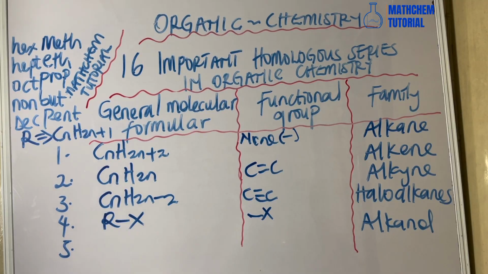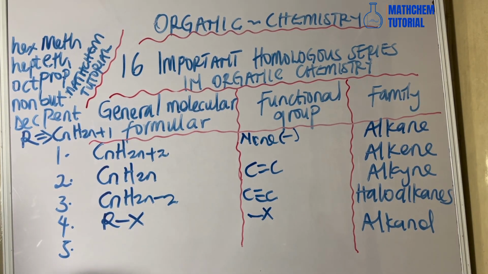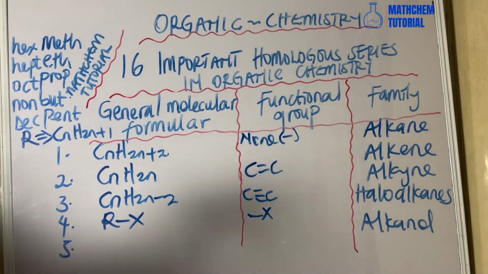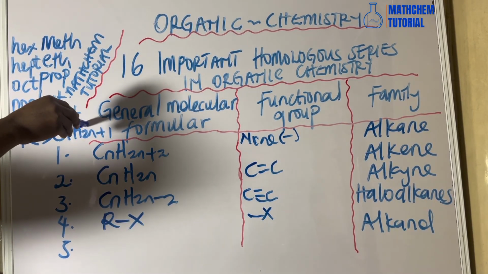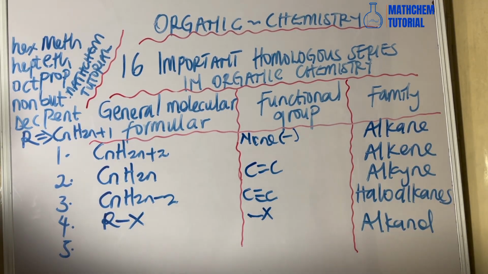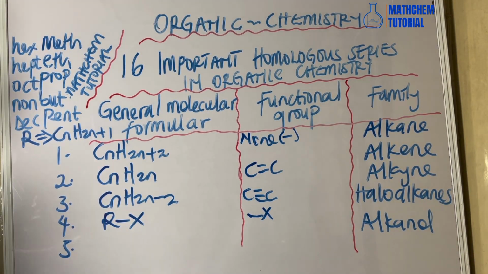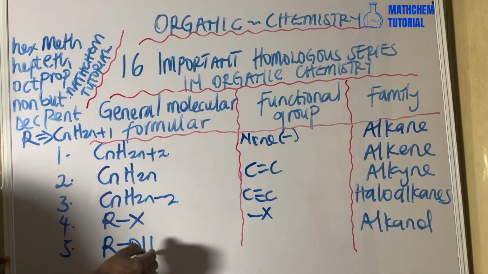Now the fifth one is alkanol. Alkanol means that one hydrogen is removed from an alkane to give us an alkyl. You understand? It is replaced by a hydroxyl group, which is OH. Something like R bonded with OH.